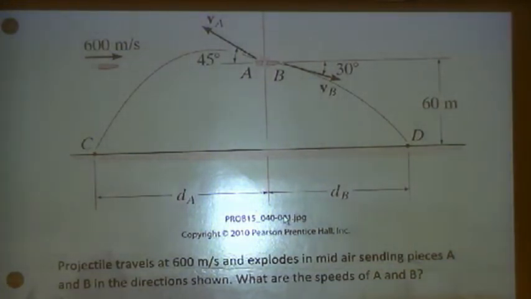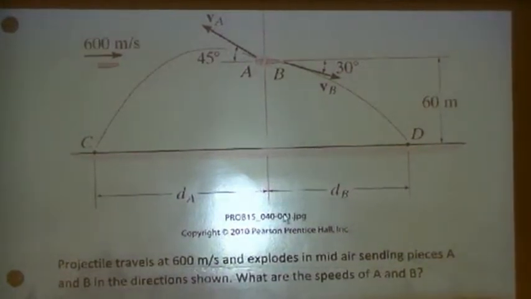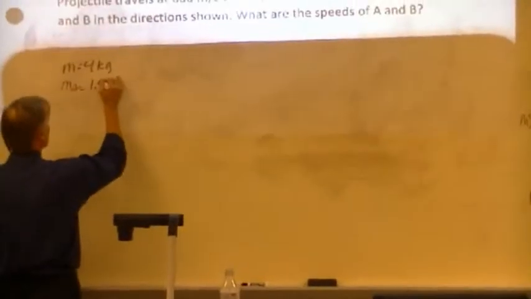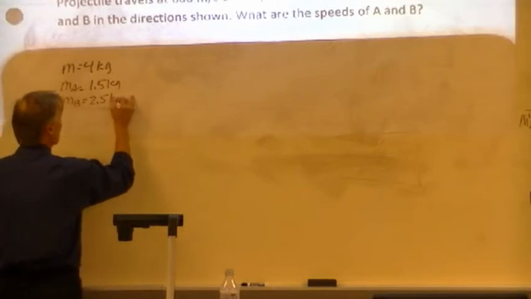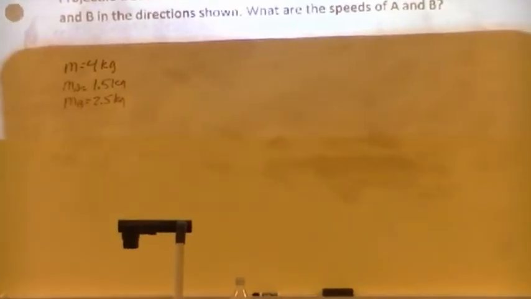All right, so let's see. The mass before is equal to 4 kilograms. The mass of A is equal to 1.5 kilograms, and the mass of B is equal to 2.5 kilograms. So the heavier piece went forward, and the lighter piece got blown backward after the explosion. All right, let's see if we can do this with momentum. I don't think we have to use the relative equation on this one. We can just do conservation of momentum.